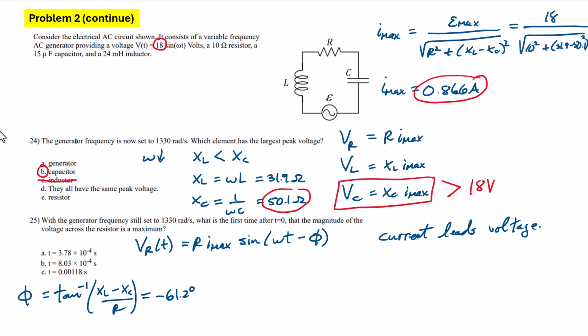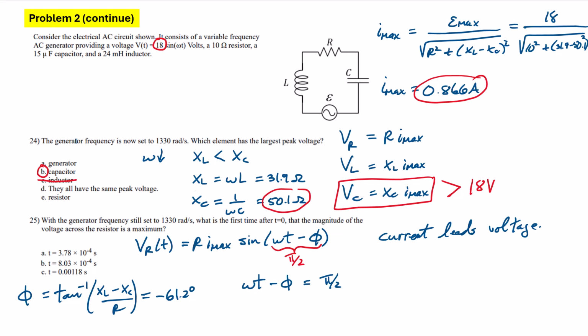Now, when is this voltage across the resistor going to be a maximum? It's going to be a maximum whenever this total angle here is equal to what? It's equal to 90 degrees, or I'll convert everything into radians right now, to pi over 2. This is when you're going to get the maximum value of the voltage across the resistor. So now what you want to do is solve this equation here, omega t minus phi equals pi over 2.